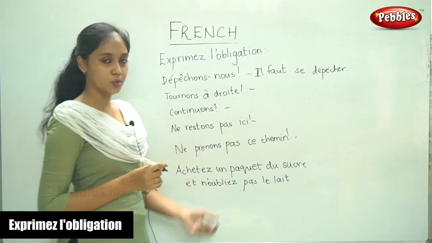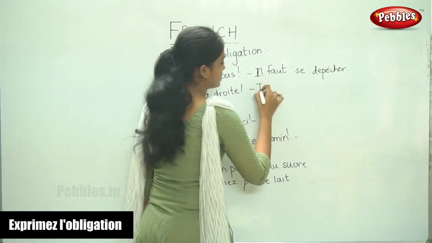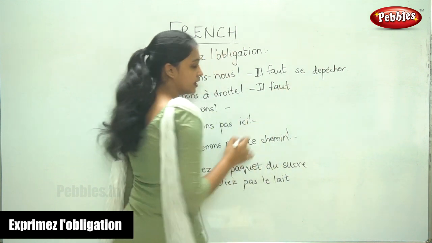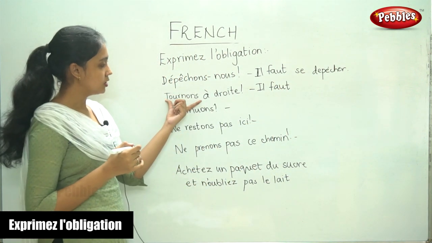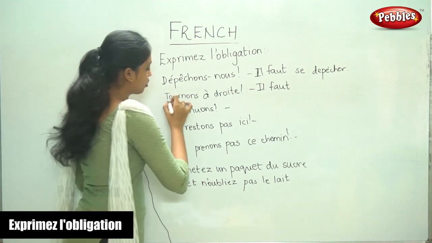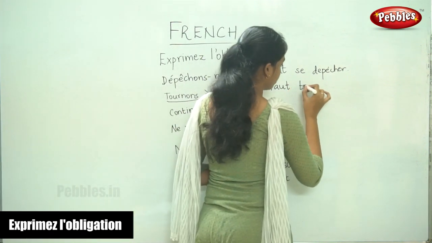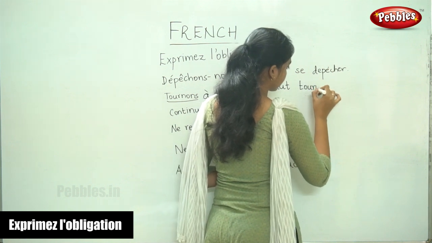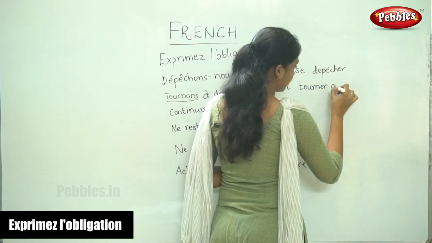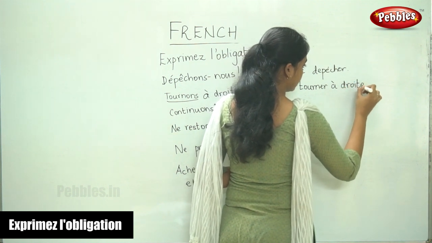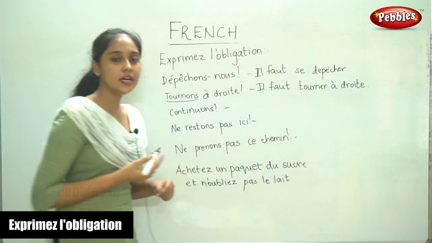Tournons à droite. The sentence begins with il faut. And the verb is tourner. To write it in the infinitive, it becomes tourner. Tourner à droite. Il faut tourner à droite.